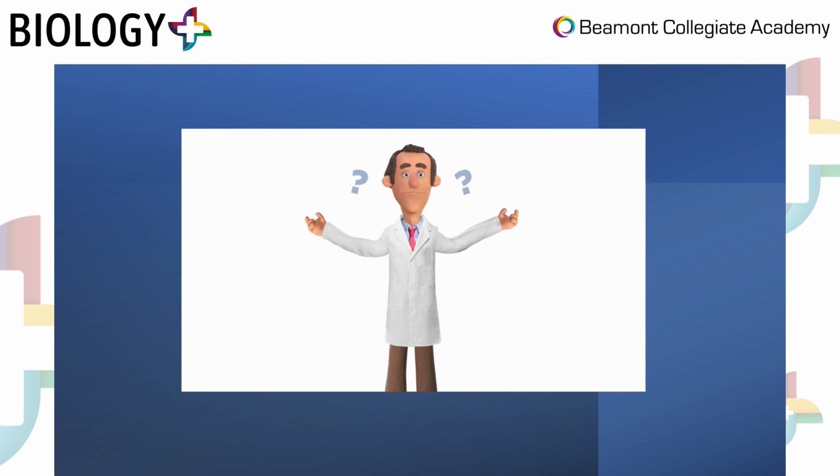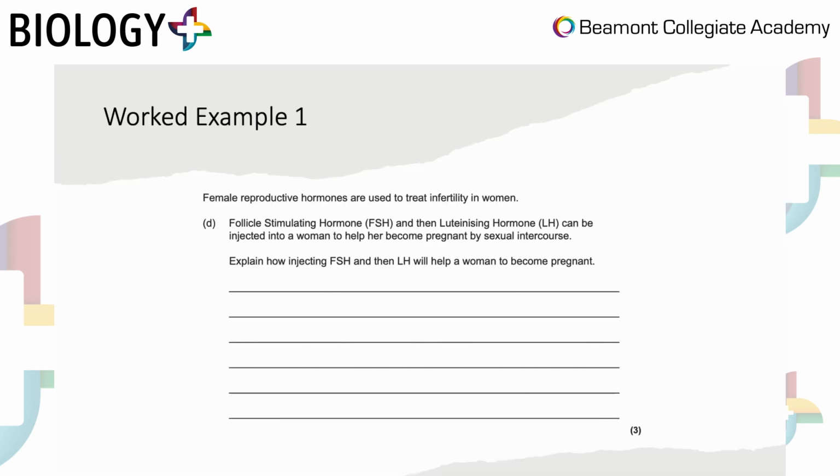Time for a question? Worked example 1. Female reproductive hormones are used to treat infertility in women. Follicle stimulating hormone FSH and then luteinizing hormone LH can be injected into a woman to help her become pregnant by sexual intercourse. Explain how injecting FSH and then LH will help a woman to become pregnant. So obviously we need to talk about FSH, then LH, and suggest why this is important.